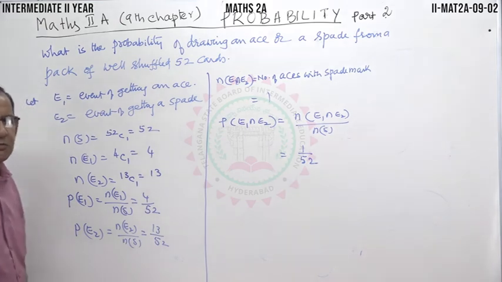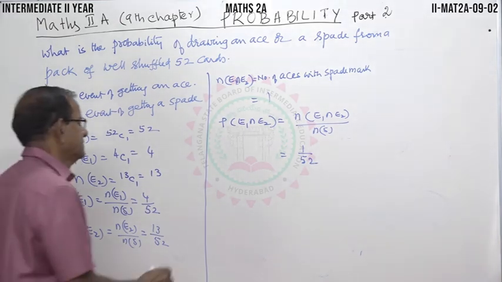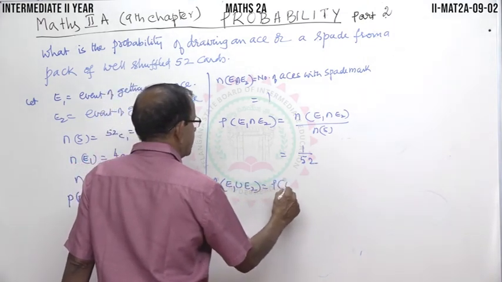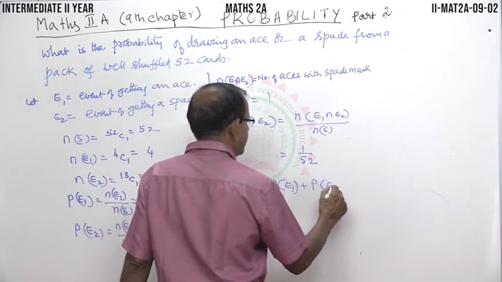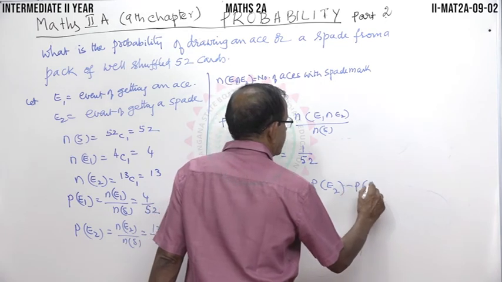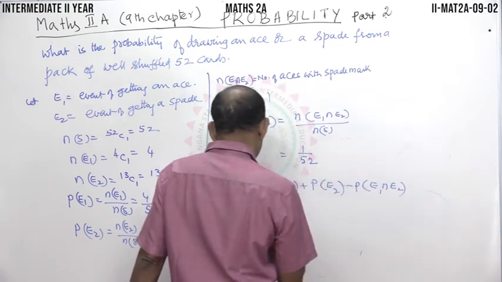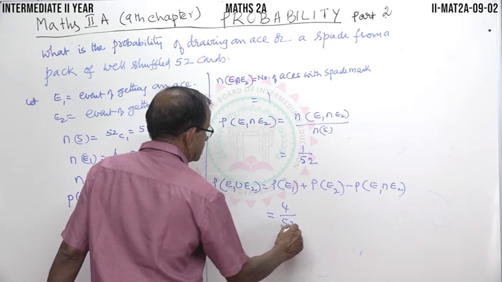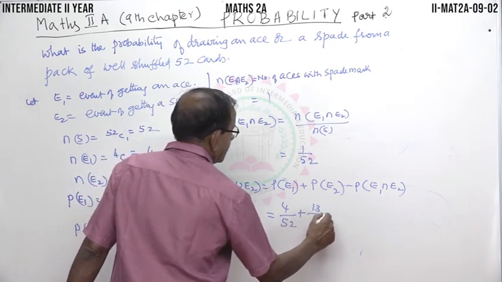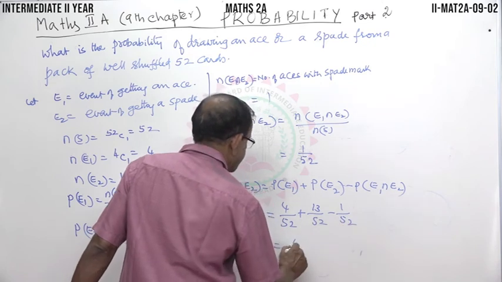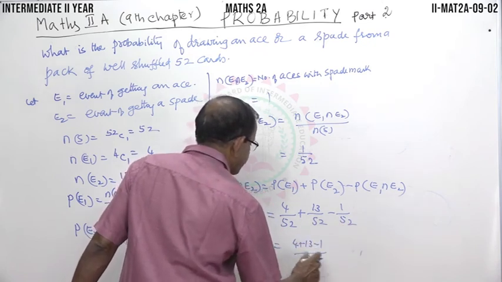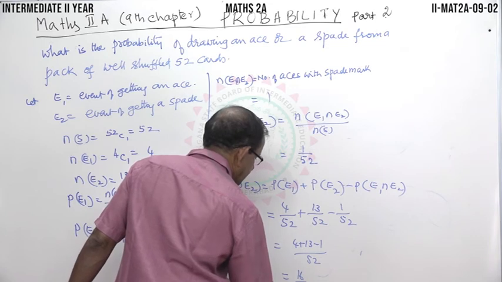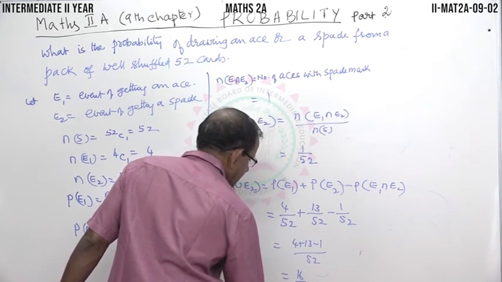Now let us find out the probability for E1 union E2. P of E1 union E2 is equal to P of E1 plus P of E2 minus P of E1 intersection E2. So this is first 4 by 52 plus 13 by 52 minus 1 by 52. That is 4 plus 13 minus 1 by 52. 17 minus 1, 16 by 52. You can cancel 4. That is 4 by 13.